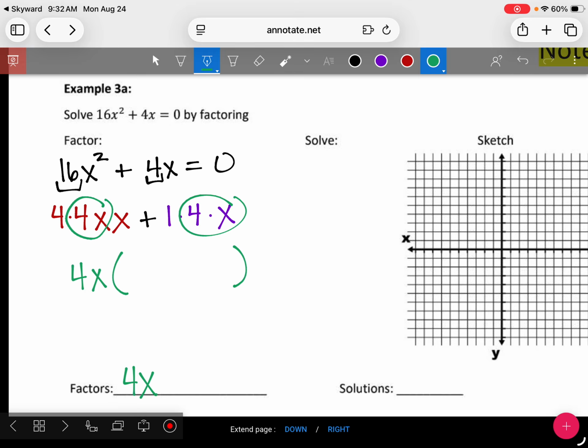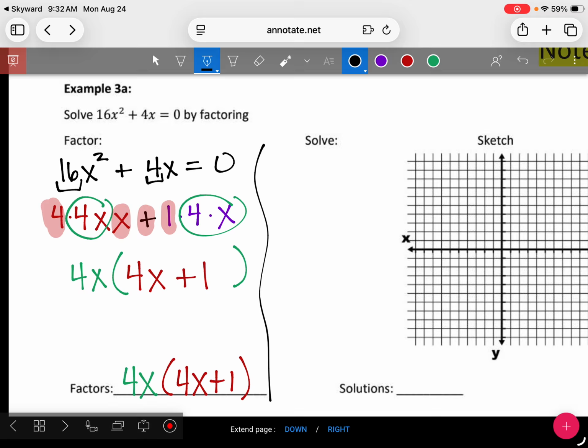The reason why I put that 1 there is because I took out everything. I don't want you to think I only have a 4x. It's a 4x, a plus, and a 1 left over. So what I have left over is 4x plus 1. That goes on the inside. All right, set them both equal to 0. This one we won't sketch because it's almost impossible to do it, and I'll explain why. All right, go ahead and solve these.